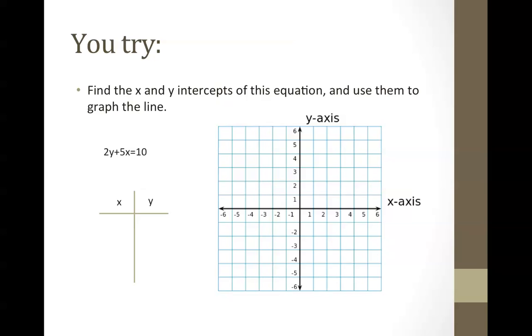Now you try. Pause this presentation while you find the x and y intercepts of the equation shown, 2y plus 5x equals 10, and then use those 2 points, the x and y intercepts, to graph the equation.